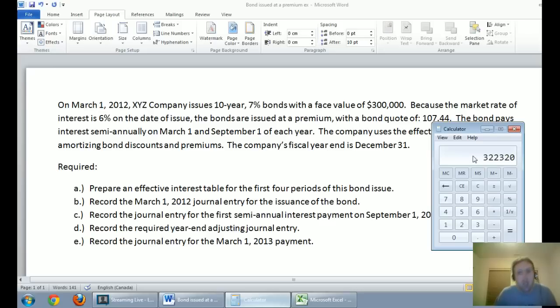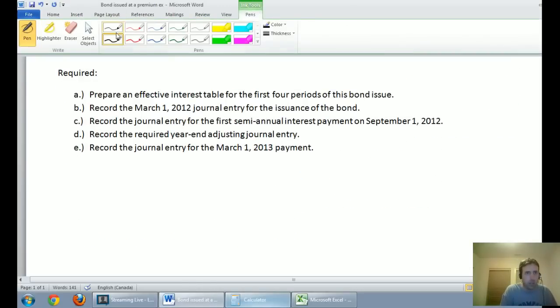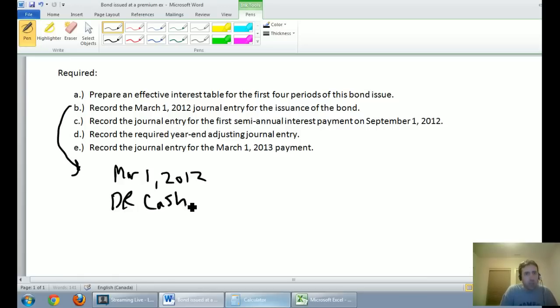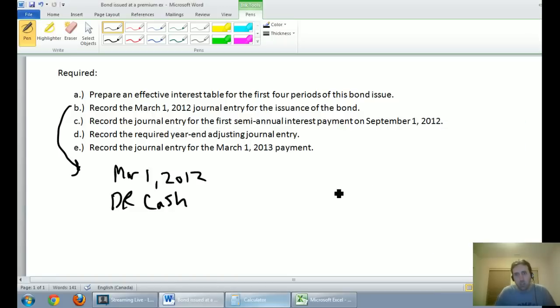Marvelous. So let's do that first journal entry. I always do that before I do my effective interest table. I just like to get it out of the way, and it helps me in setting up the table. So on March 1st, 2012, again, we're answering part B here, not part A. We'll do part A after. We're getting cash, and we get paid more than what our bond's face value is. We get paid $322,320. So I'm going to debit cash for $322,320.